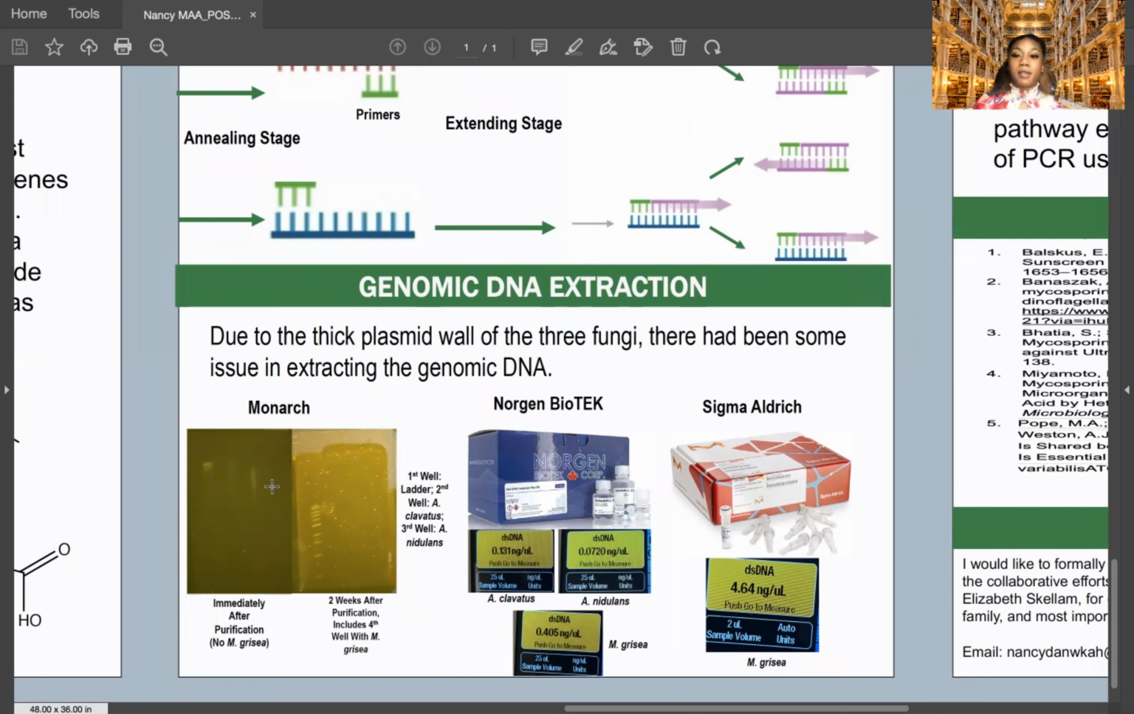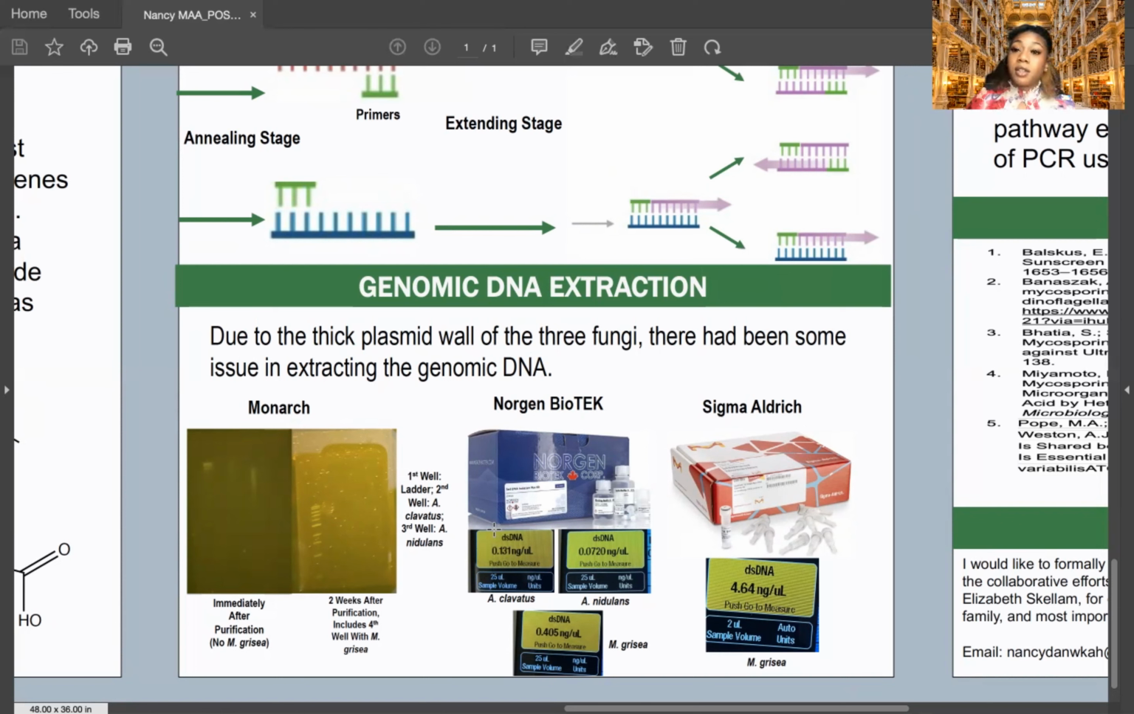Using the Norgen Biotek kit, we found that our DNA yield was extremely low, with Magnaporthe grisea being the highest with 0.405 nanograms per microliter. However, we saw later on that we had calibrated the quantum fluorometer a little bit incorrectly, which contributed to the lower yields. However, it still would have brought our Magnaporthe grisea to a yield of about 2.73 nanograms per microliter, which was still insufficient for PCR.